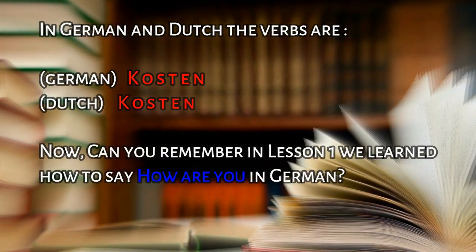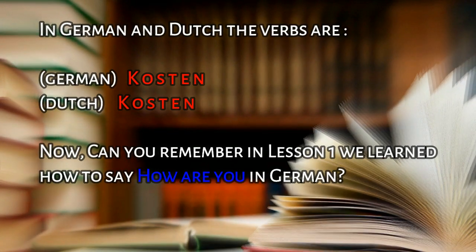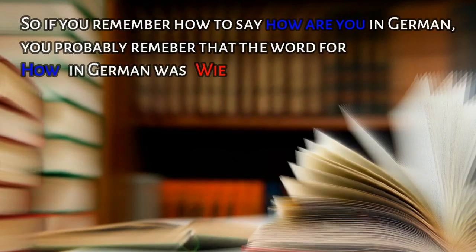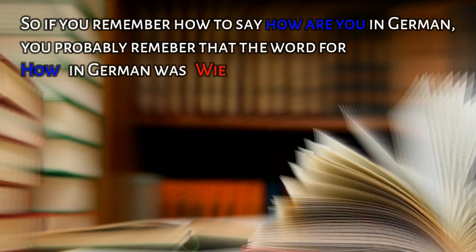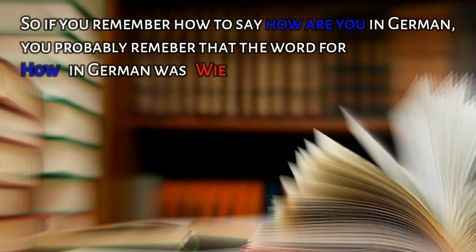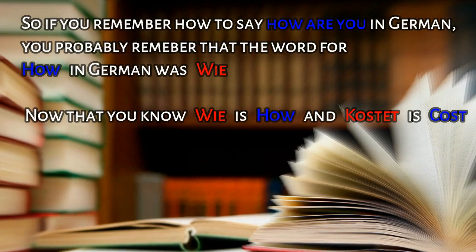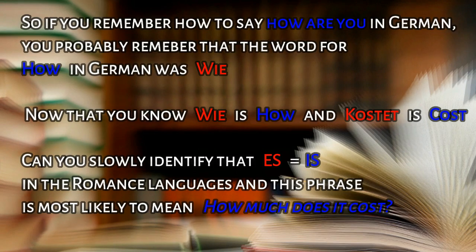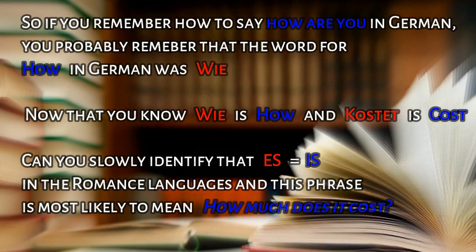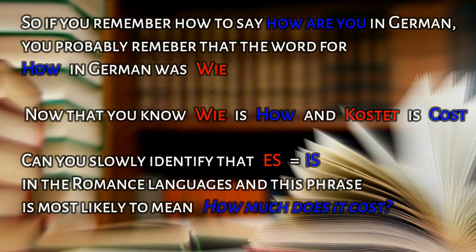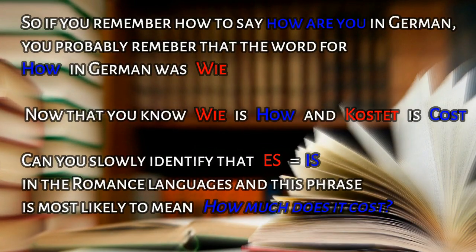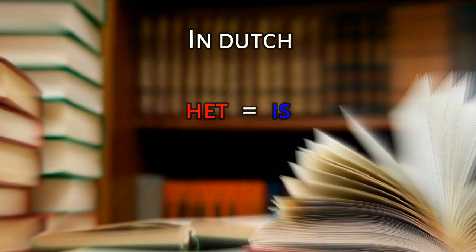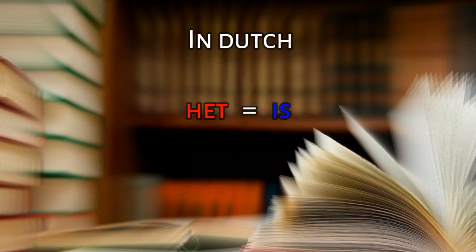Now, can you remember in lesson 1 we learned how to say how are you in German? It was Wie geht's? So if you remember how to say how are you in German, you probably remember the word for how in German was Wie. Now that you know Wie is how and Kostet is cost, can you slowly identify that Es might be similar to is in the Romance languages? And this phrase is most likely to mean how much does it cost? Wie viel kostet es?